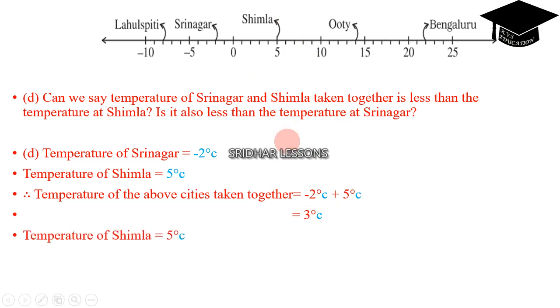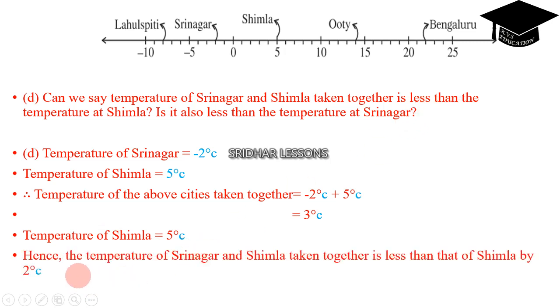Now the question is, the temperature at Shimla is 5 degrees centigrade. So the temperature of Srinagar and Shimla taken together is less than that of Shimla by, if you differentiate 5 minus 3, it is 2 degrees centigrade.